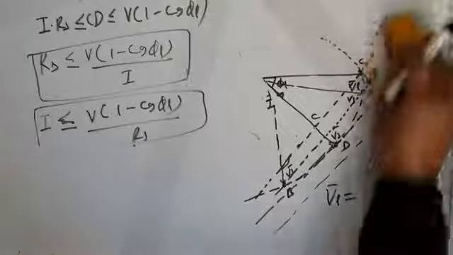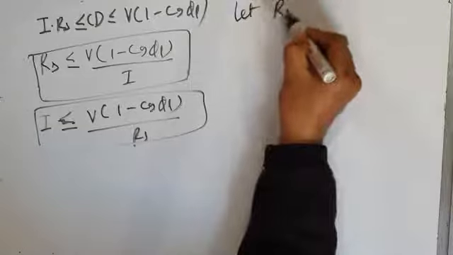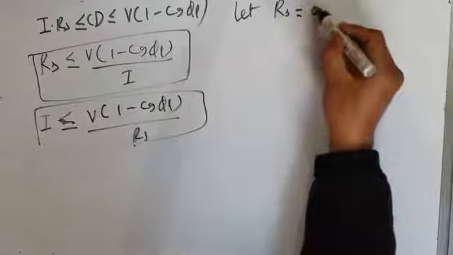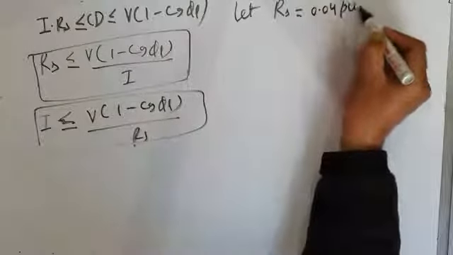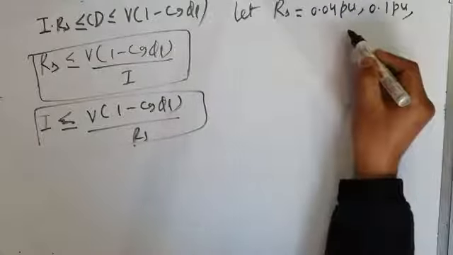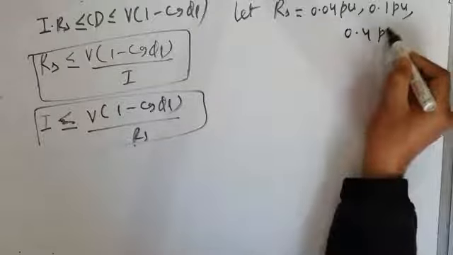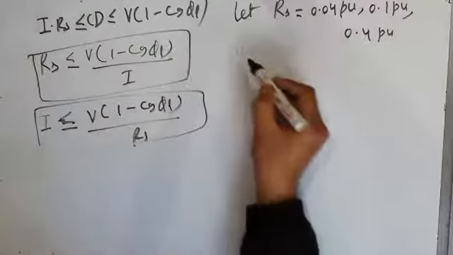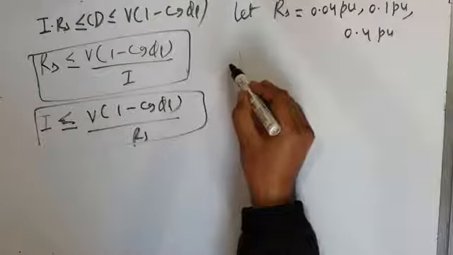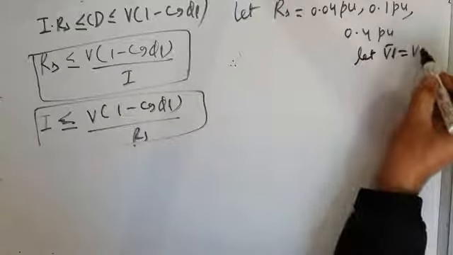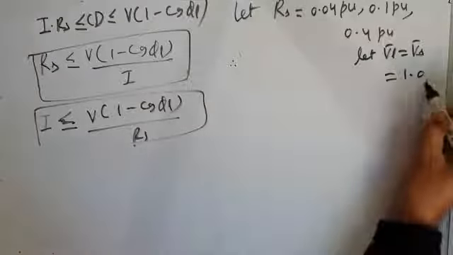ओके, so let us take three different values of resistances. Let RS be equal to three different values मैं ले लूँगा. 0.04 per unit एक वैल्यू है, दूसरा वैल्यू है let us say 0.1 per unit, और तीसरा वैल्यू है for example 0.4 per unit. मैं तीन डिफरेंट वैल्यू फीडर रेजिस्टेंस के ले रहा हूँ, right. So therefore तीनों वैल्यूज के लिए, let load voltage be same as source voltage, let it be 1.0 per unit.